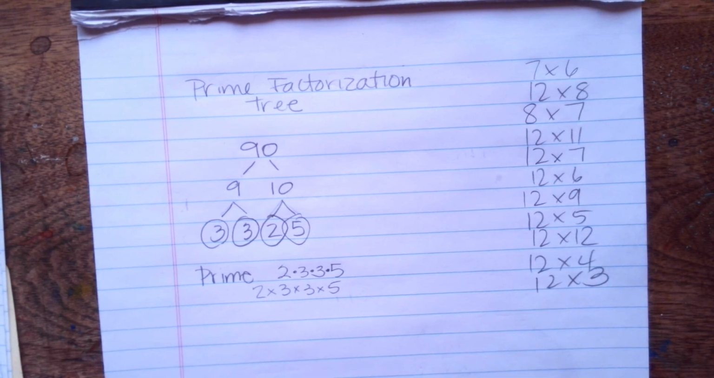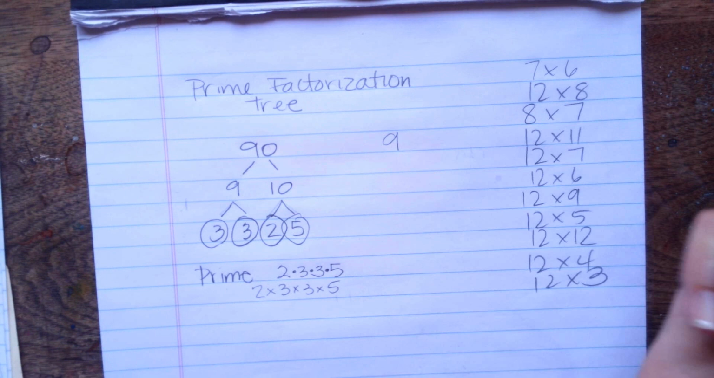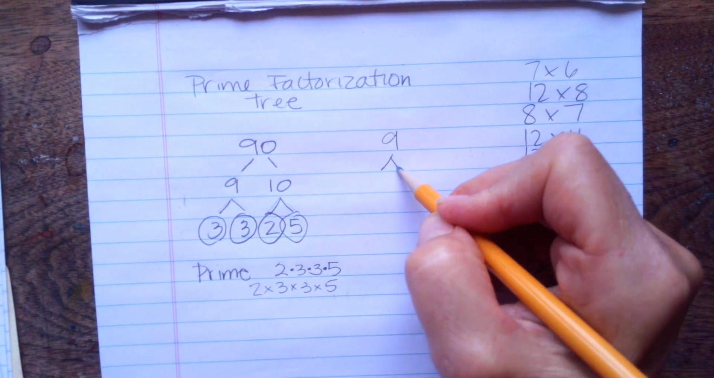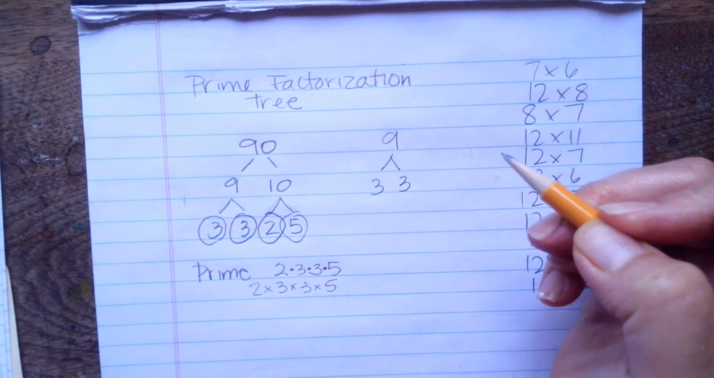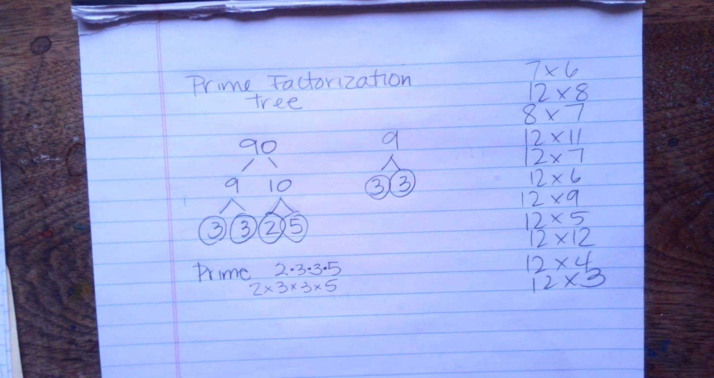Sometimes the factor trees are small, and sometimes they're big. So for example, if I had a factor tree of 9, then I would just do 3 and 3, and now I'm done. So the answer would be 3 times 3.